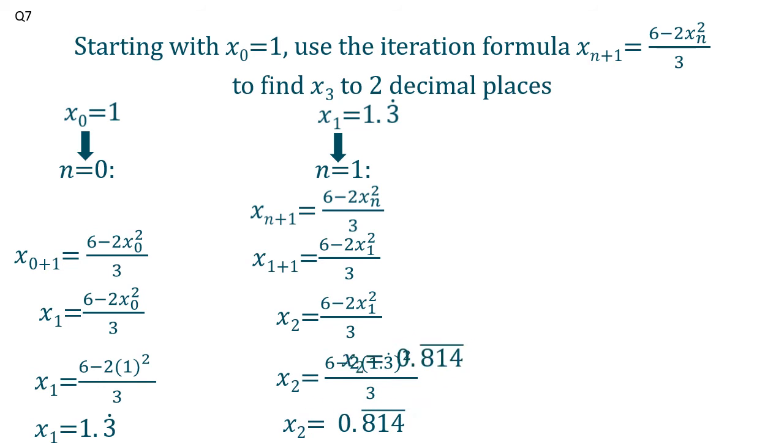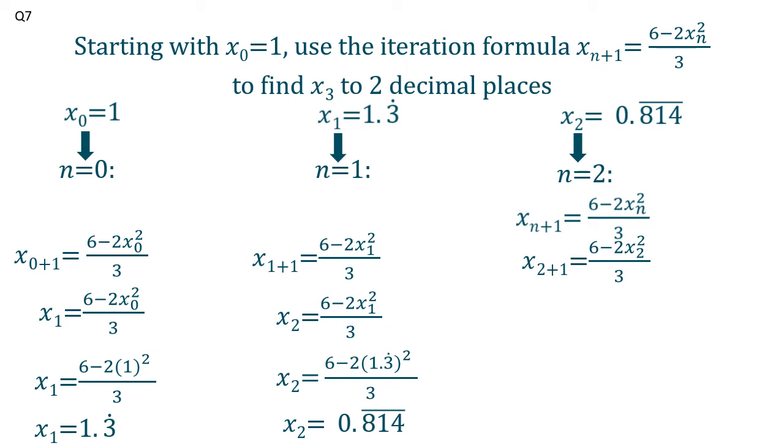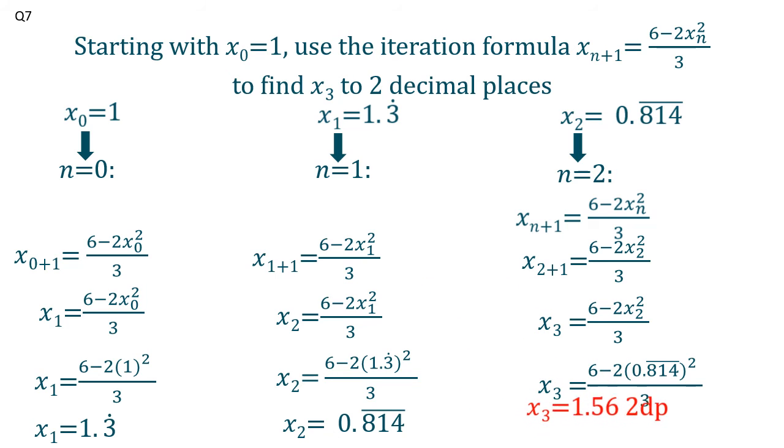Starting again with x2 equals 0.814 recurring, we can now use n equals 2. Substitute all the n's for 2 in the iteration formula. We know that 2 plus 1 equals 3, so we can see that we're calculating x3. We've already found that x2 equals 0.814 recurring, so we can substitute that in. Putting this into a calculator, we get x3 equals 1.56 to 2 decimal places.